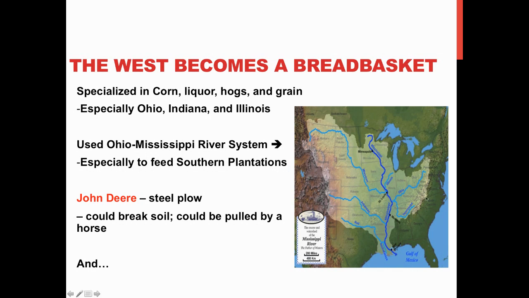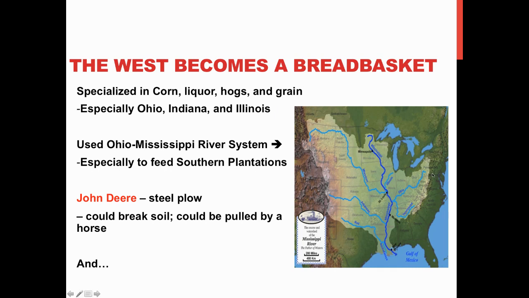So first of all, the West, and you can look at this shaded area over here to understand exactly what is determined as the West. The western portion of Pennsylvania, which obviously is one of the original 13, and all the way through Ohio and Indiana and Illinois and Tennessee. This is the West. These are areas that do not have access to the Atlantic Ocean.